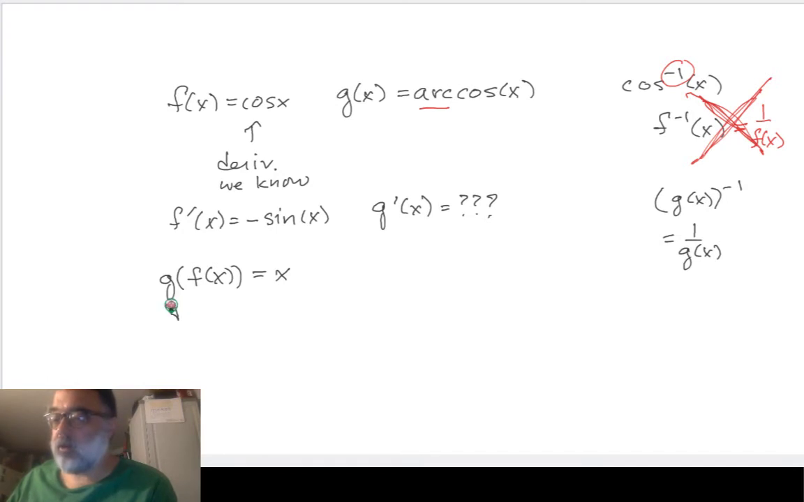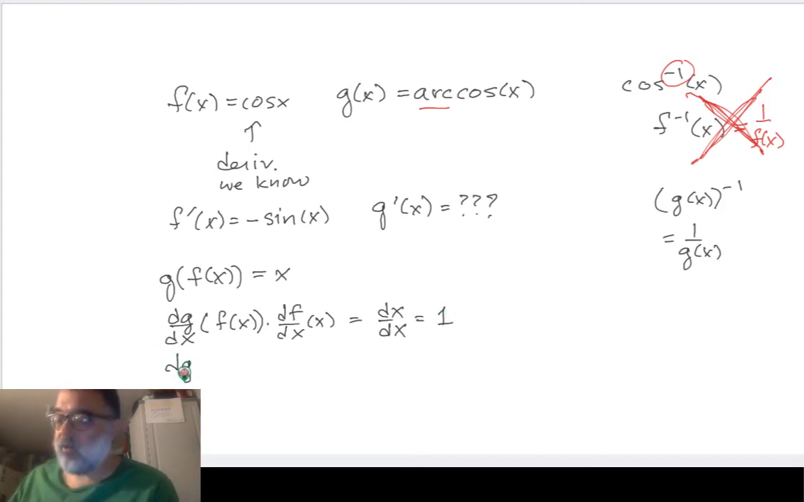And so when we do the derivative of the left side, you get the derivative of the outside function times the derivative of the inside function equals the derivative of x, which is 1. So this derivative we're looking for, when we put cosine in it, we'll be able to say something here.